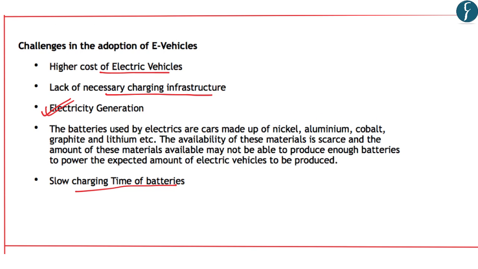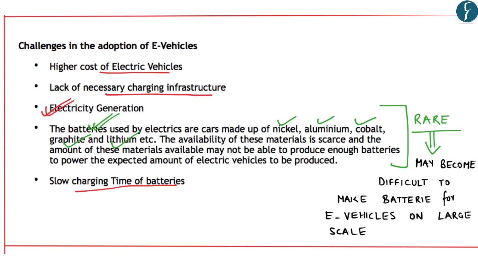Now another most significant challenge is with respect to batteries used by such electric vehicles, as the batteries are made up of the following materials, namely nickel, aluminium, cobalt, graphite and lithium, and these materials are very rare. So, with this rare availability of these materials, it may become difficult to make batteries for electric vehicles on a large scale. So, these can be said to be some of the challenges which may be posed with respect to developing a proper infrastructure for electric vehicles in India.